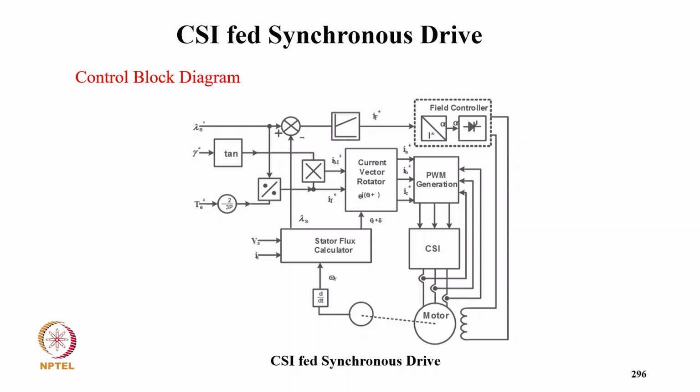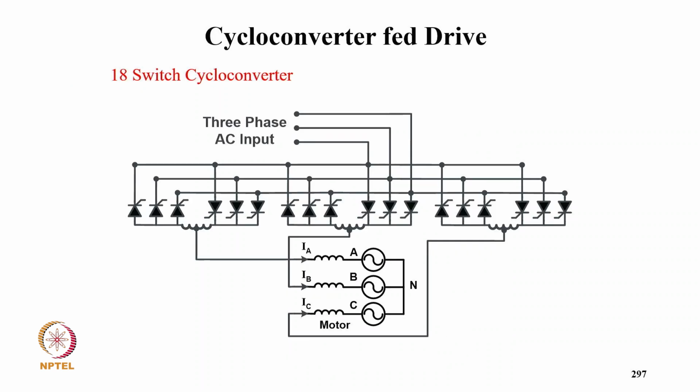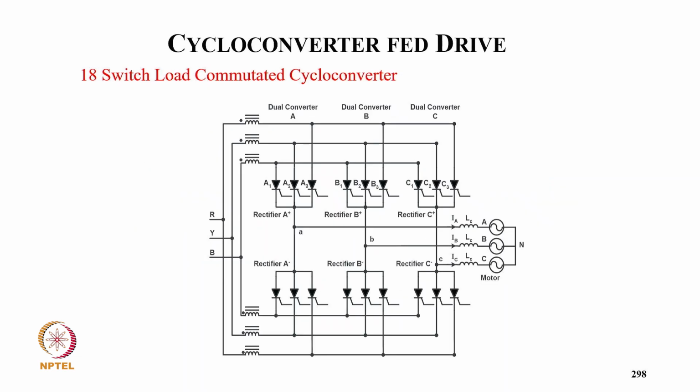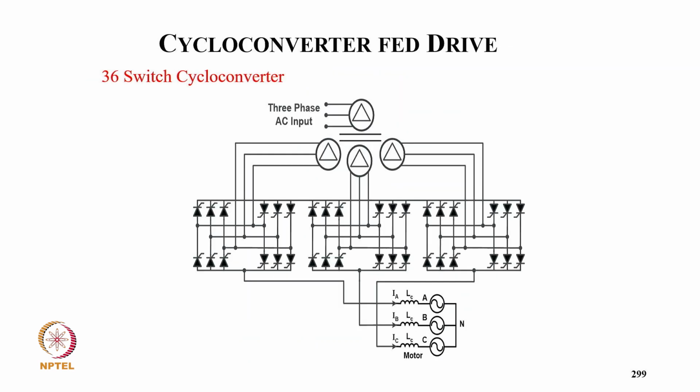So you again have input same lambda star, gamma star and T star, from which you calculate the reference current for control of the current source and field current control. So this is typically an 18 switch cycloconverter, which has been in practice for long for large rating synchronous motors. You can go up to 1/3 frequency, and this is another 18 switch load commutated cycloconverter we already covered previously, and this is your 36 pulse switch cycloconverter. You can go up to 2/3 frequency.